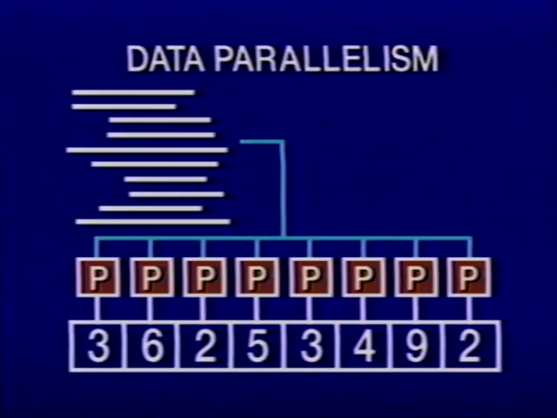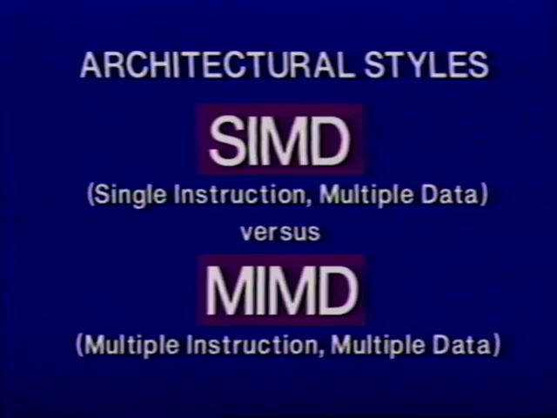Now, I want to draw a distinction here between control parallelism and data parallelism, that distinction on the one hand, and a slightly different distinction about architectural styles, about the design of hardware, which are usually labeled SIMD for single instruction multiple data organizations versus MIMD, multiple instruction multiple data organizations. I think it's important to draw the distinction between the style in which a program is written and the way in which the underlying hardware is organized, because the two don't necessarily have to be the same.